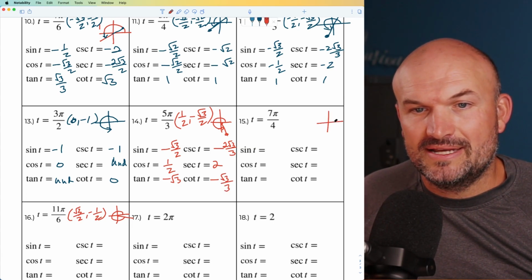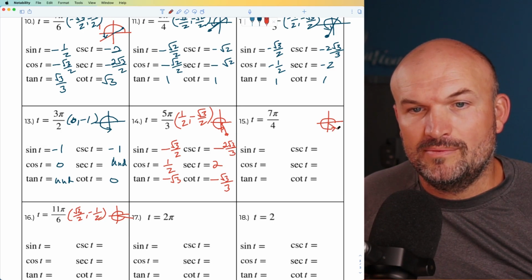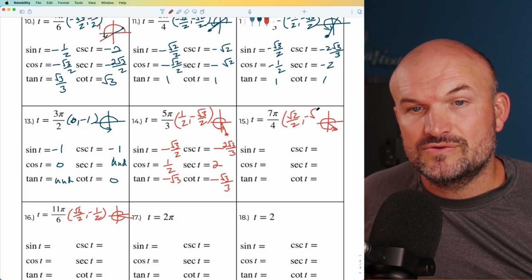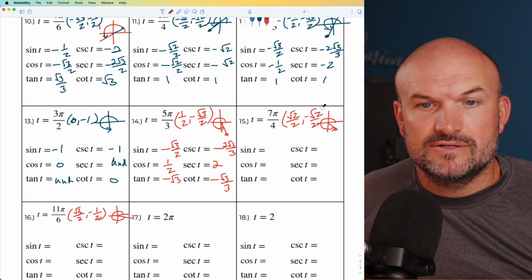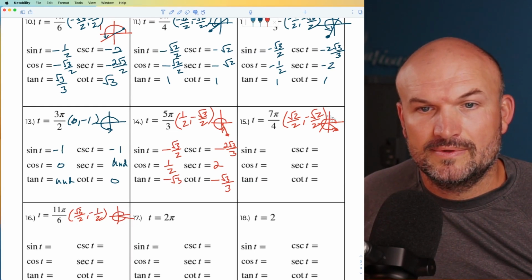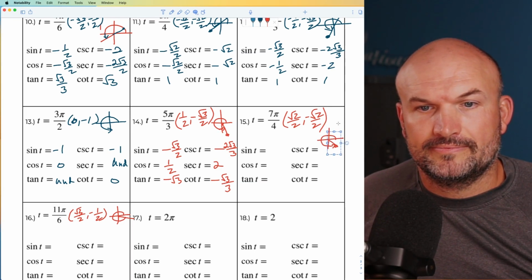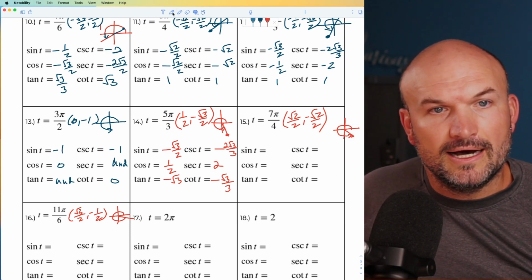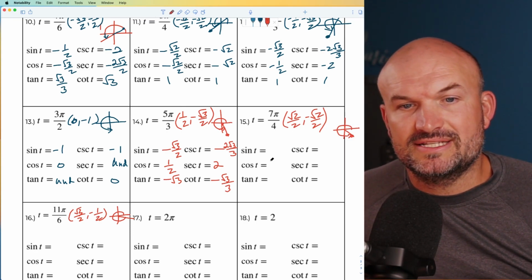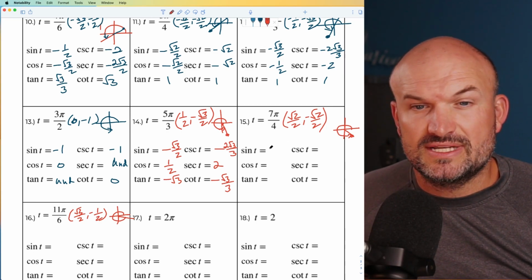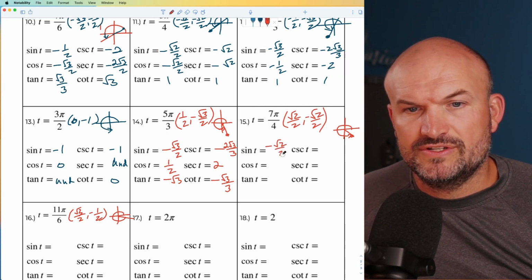7 pi over 4, same thing, guys. It's going to be the first coordinate point of pi over 4, but now it's in the fourth quadrant. So therefore, this is square root of 2 over 2, comma, negative square root of 2 over 2. So now we know that sine, cosecant, tangent and cotangent are going to be negative. So sine would be negative square root of 2 over 2.